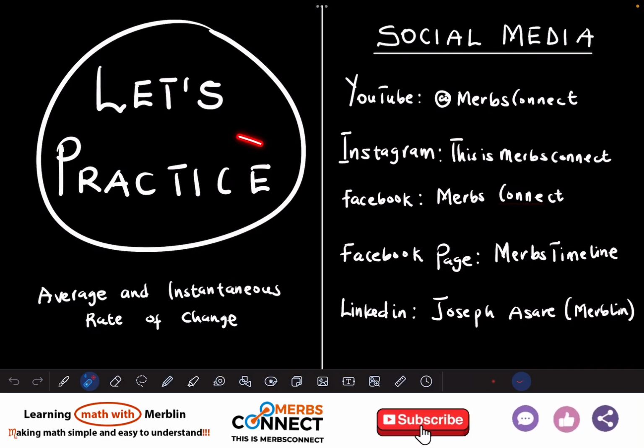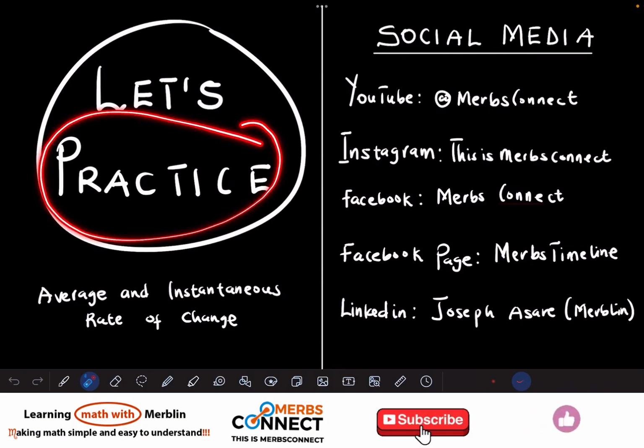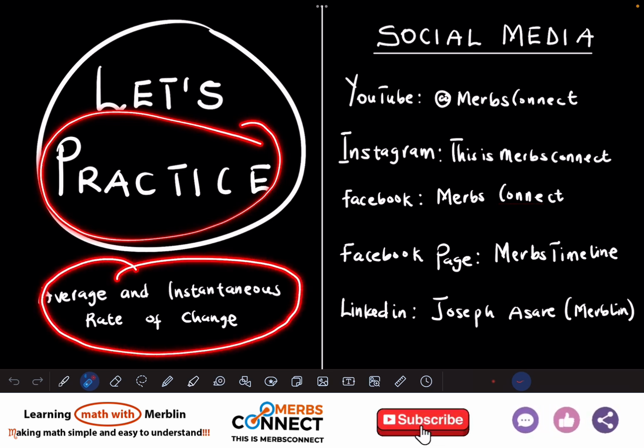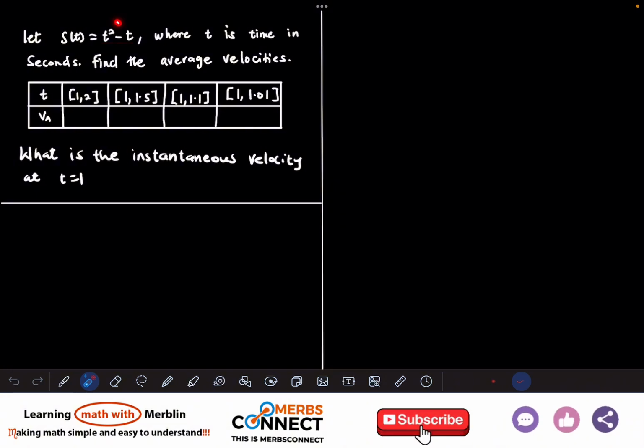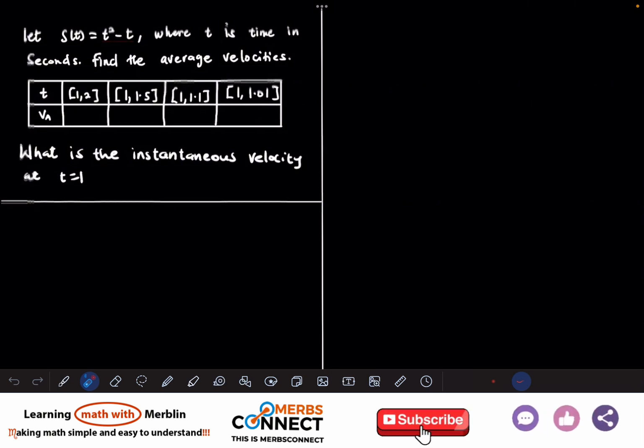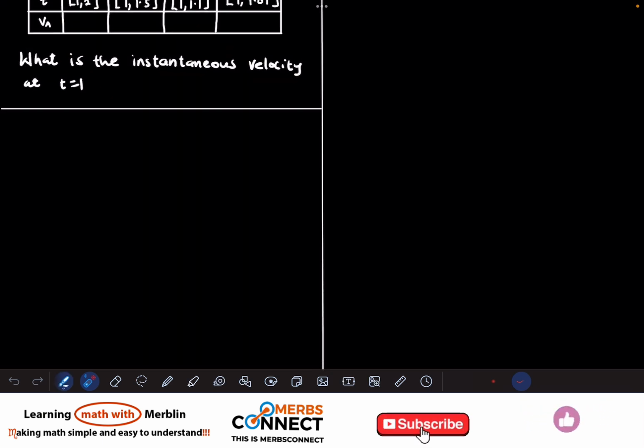And in this video, we are going to practice on average and instantaneous rate of change. Let's jump right in. So we have this question where we have our S of t, and then we have this table right here with the time intervals, and we need to calculate the average velocities. Then when we are done, we are going to look at the trend to determine the instantaneous rate of change. So as usual, first we need to write down the formula, right?